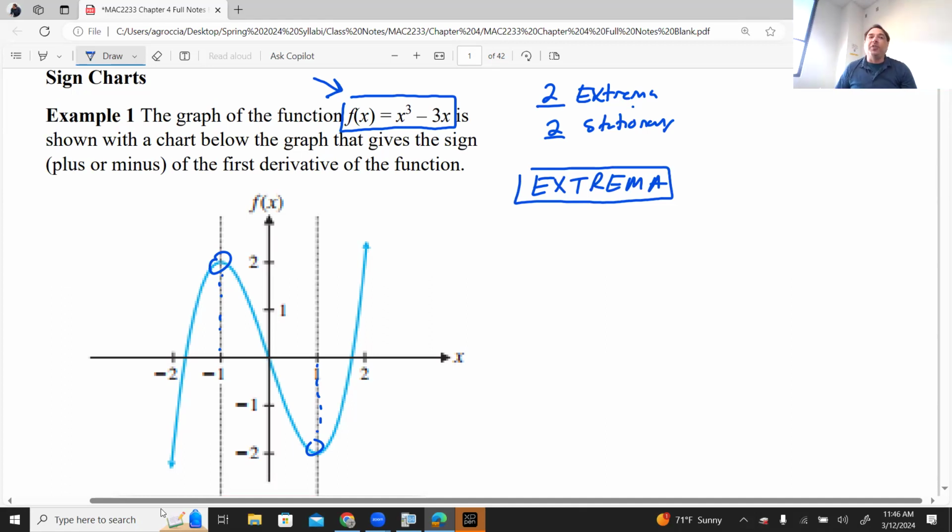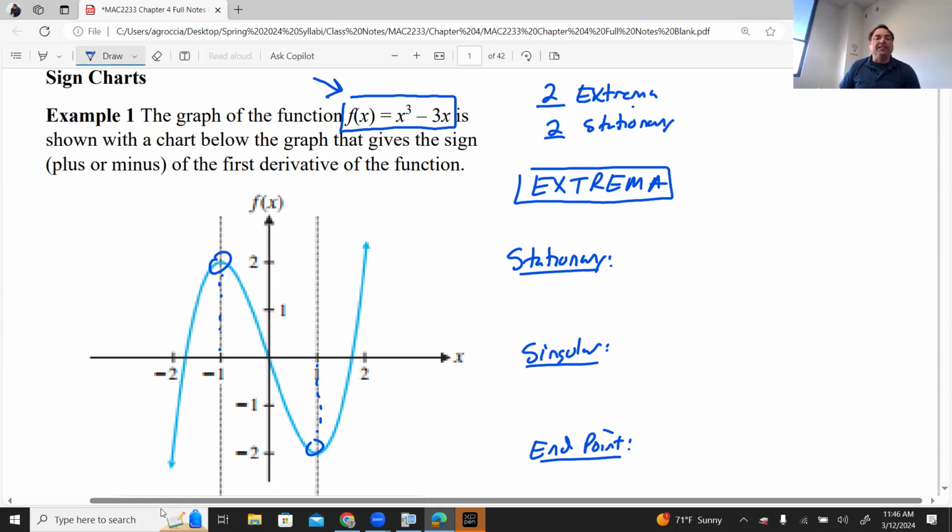To find the extrema of the original, we're going to do 3 things. We're going to look for the stationary, which is the top of the mountain, bottom of the valley. We're going to look for any singular points, that's sharp corners. And we're going to look for any endpoints, which would be where it begins or where it ends. That's the process for extrema. Now, how do you find stationary? How do you find singular? How do you find endpoints? The first one, stationary. How do you find stationary?